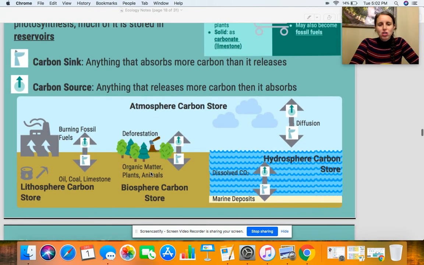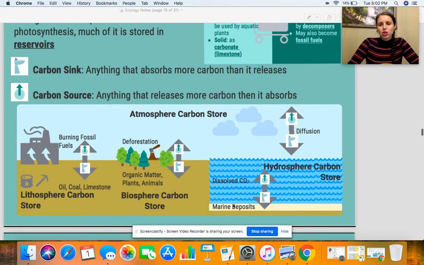So you can actually see in this diagram a bunch of different carbon sinks and carbon sources. Burning fossil fuels is considered to be a carbon source. When we burn fossil fuels, we're releasing carbon into the atmosphere. We're a source of carbon. If we want to store carbon, we can store carbon as oil, coal, or limestone. These are considered to be the lithosphere carbon stores. You also have a biosphere carbon store that has to do with organic matter.